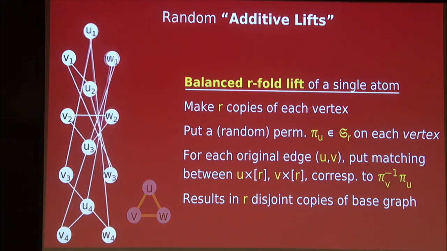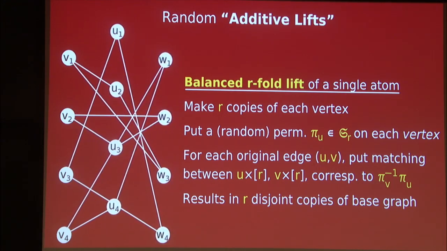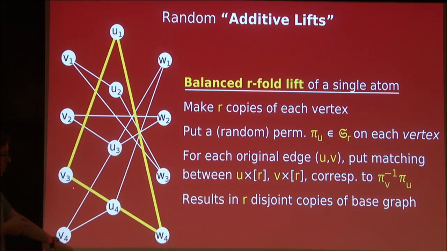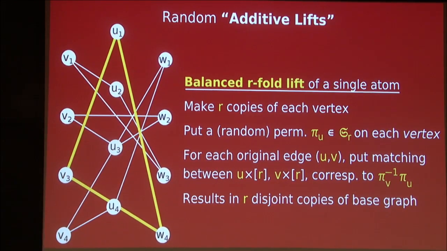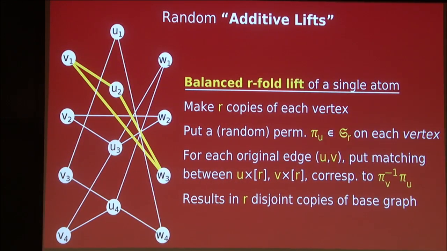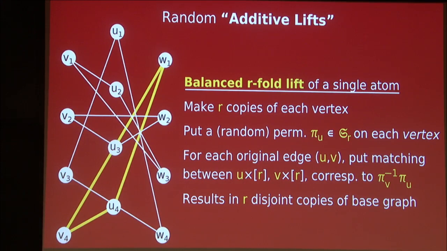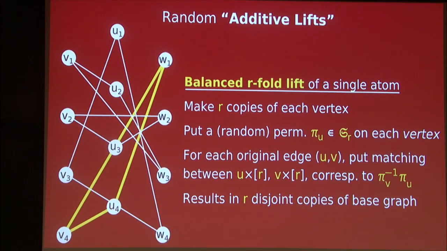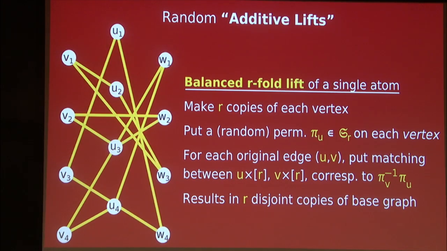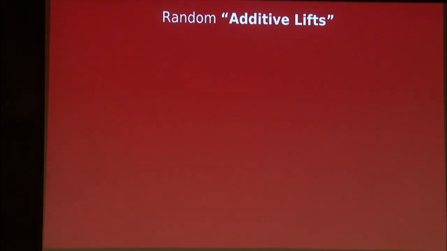So actually, let me stretch this out so it's moderately clearer. So here's one triangle. This edge is not going through this vertex. It's just a coincidence. It's going between V3 and W4. And then here's another triangle, and here's another triangle. And it's tripartite. It's always a U, V, and W triangle. And there's another triangle. OK, so that's what happens when you do a balanced lift. So that's the graph in this example.